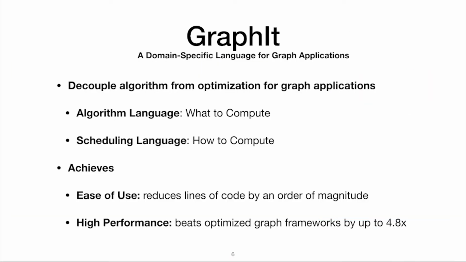GraphIt tackles this problem by decoupling the algorithm specification from optimization strategies. It has an algorithm language that specifies what to compute, and a separate scheduling language to specify optimization strategies. It offers an easy-to-use interface while being powerful enough to beat hand-optimized graph frameworks by up to 4.8 times.